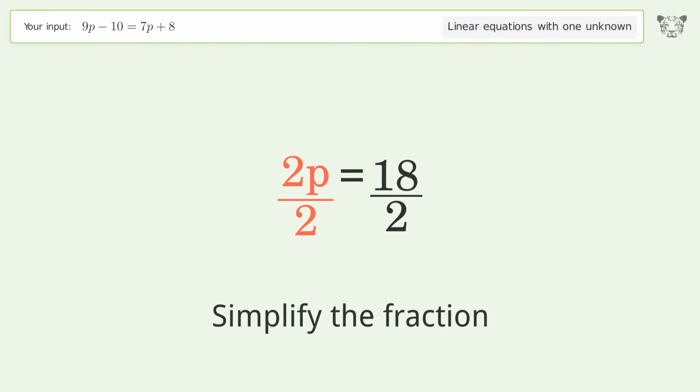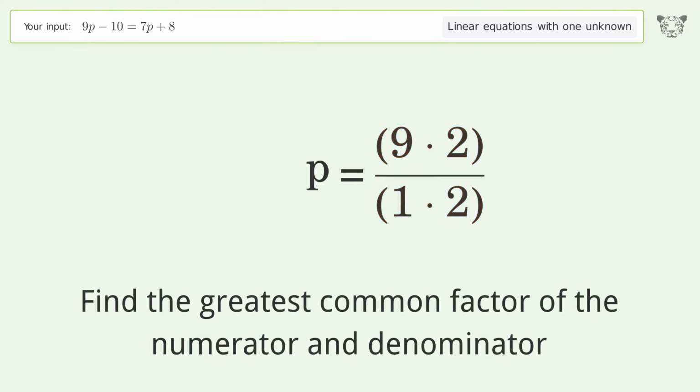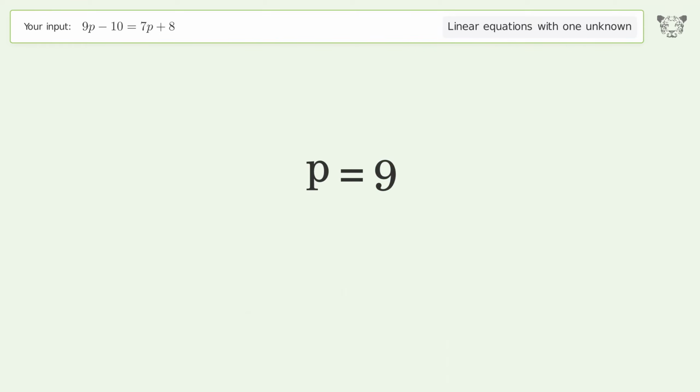Simplify the fraction. Find the greatest common factor of the numerator and denominator. Factor out and cancel the greatest common factor. And so the final result is p equals 9.